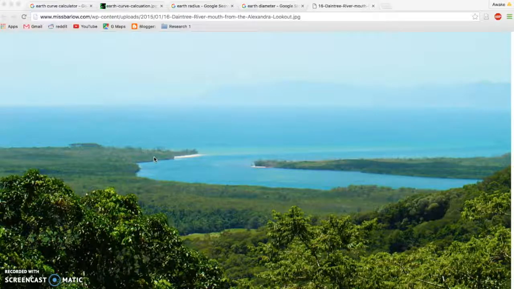Water does not flow uphill, it flows downhill. So what I'm showing you right here is a picture of a river mouth. So here we have a bay or ocean or sea, and here's the river flowing into it. And what we know, because water flows downhill, is that this water going through here is going downhill.